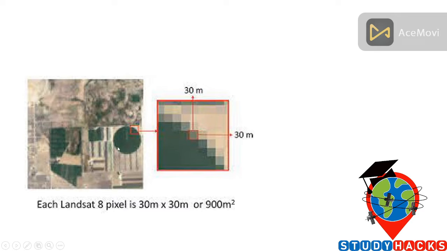For Landsat 8 imagery, the pixel size is 30 meters. Okay, so 1 pixel for Landsat covers 900 square meters. Suppose it's 1 pixel, so this pixel covers on the ground 30 by 30, 900 square meters of area. We extract the information from here.